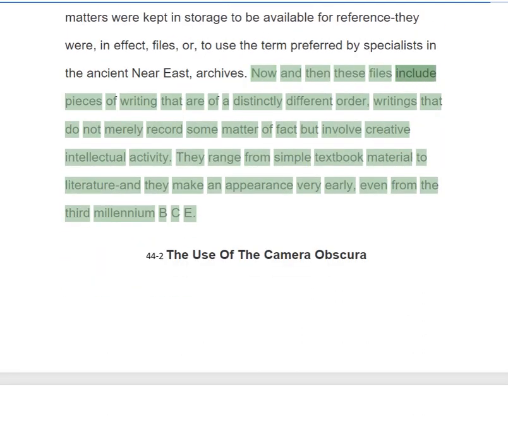Now and then these files include pieces of writing that are of a distinctly different order, writings that do not merely record some matter of fact but involve creative intellectual activity. They range from simple textbook material to literature, and they make an appearance very early, even from the 3rd millennium BCE.